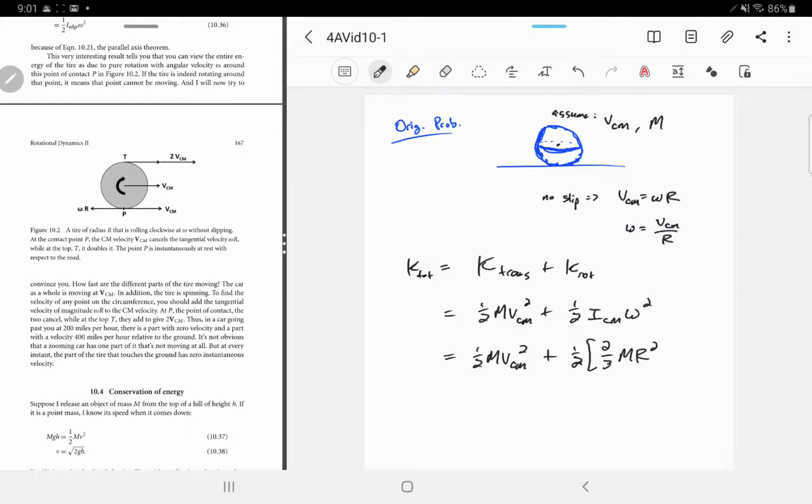So if you're asking why isn't this 2/5 m r squared, that 2/5 is for a solid sphere. If the mass was spread out over the whole interior of the sphere, then it would be 2/5. But because it's a hollow sphere, it's 2/3 m r squared.